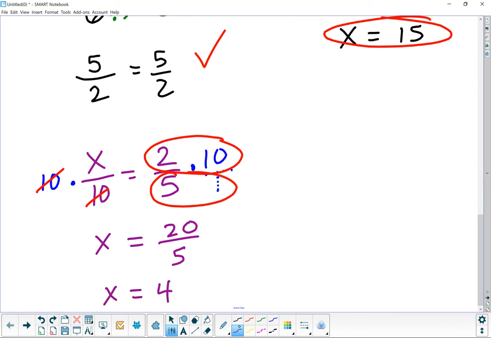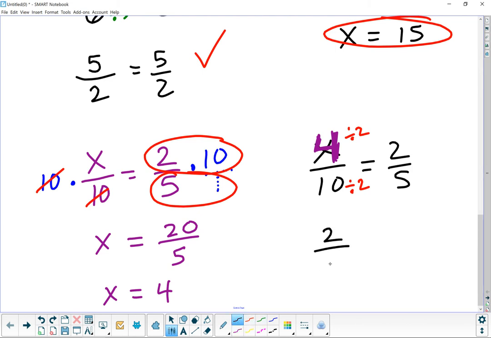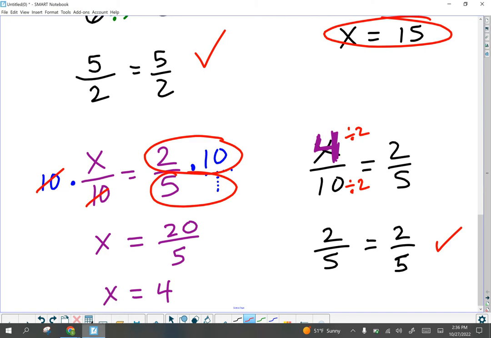Right, and then you need to put it into the original equation. X over 10 equals 2/5, and you're going to put 4 in place of the x in the original equation, and you're going to go ahead and reduce it down. So 4 divided by 2 and 10 divided by 2, because that's the common divisor. So 4 divided by 2 gives you 2. 10 divided by 2 gives you 5, and lo and behold, 2/5 is equal to 2/5. So that's my check. All right. So that's how you check it off.